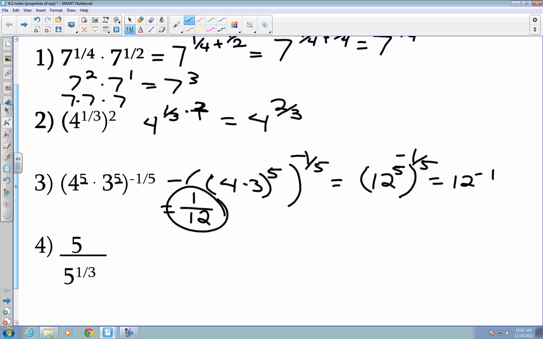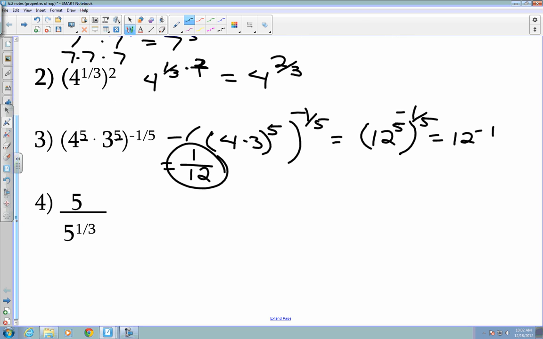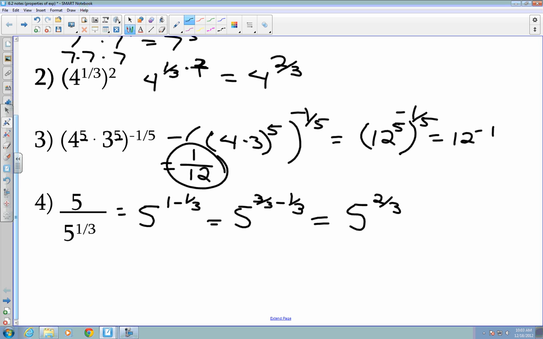Now, if I have like bases and I divide, what do I do with their exponents? Subtract. So if I have 5 divided by 5 to the 1/3, then that's 5 to the 1 minus 1/3. Again, I have to get a common denominator. So that's 5 to the 3/3 minus 1/3, or 5 to the 2/3. 3/3 is 1. Yes, it is.